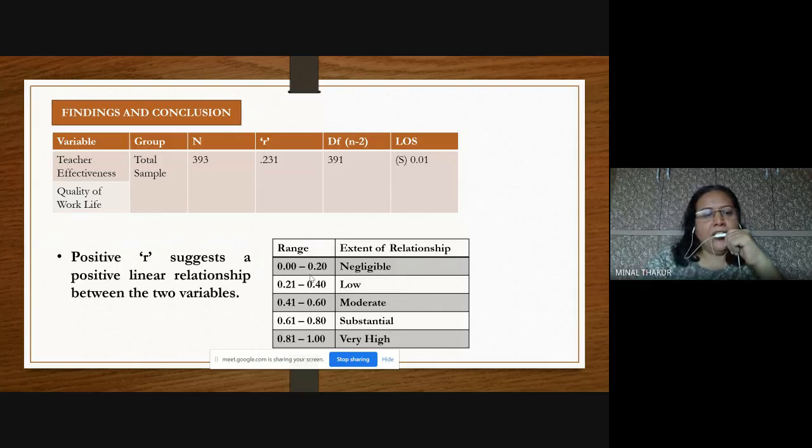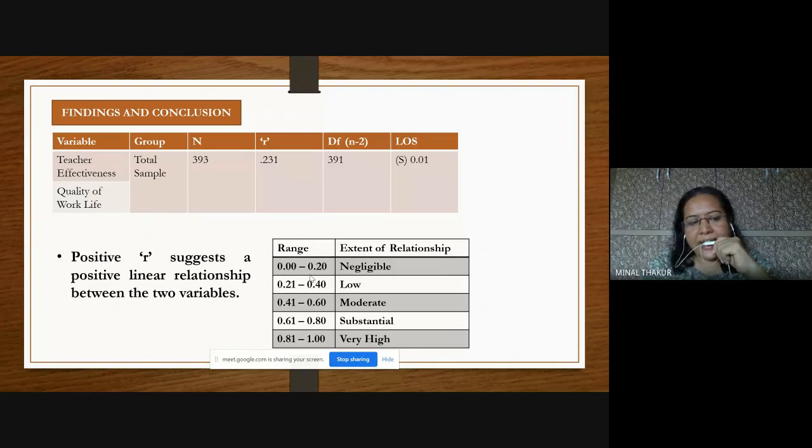Now this particular R, the value of R, is studied under level of significance. First we'll interpret the value. How is this interpreted? This value of R is interpreted in the range that is given below, and it is measured in degree or extent of relationship. So what is the result that I got? My R is a positive linear relationship between 2 variables.